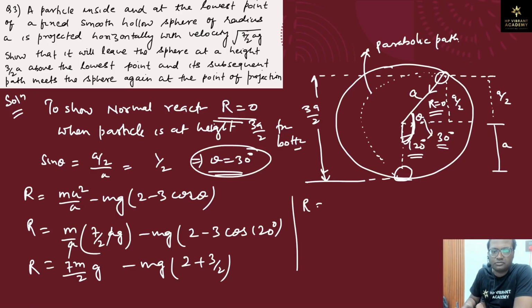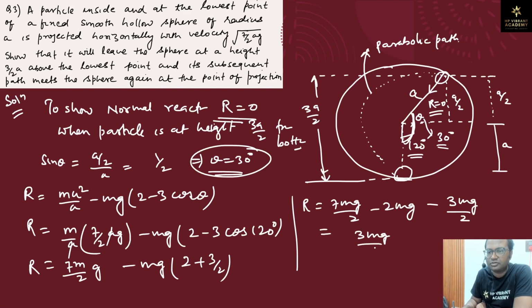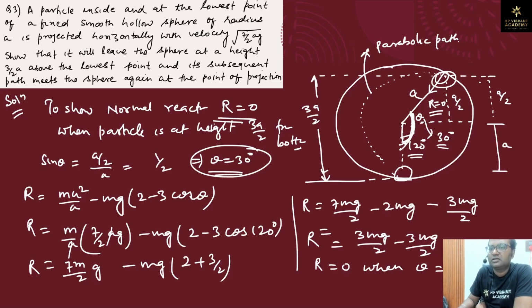So we have R is equal to 7 mg upon 2 minus 2 mg minus 3 mg upon 2. Okay, so this is equal to 3 mg upon 2 minus 3 mg upon 2. R is equal to 0. This means R is equal to 0 when theta is equal to 120 degree. So when theta is 120 degree, this point is at a distance of 3a by 2 from the bottommost point.